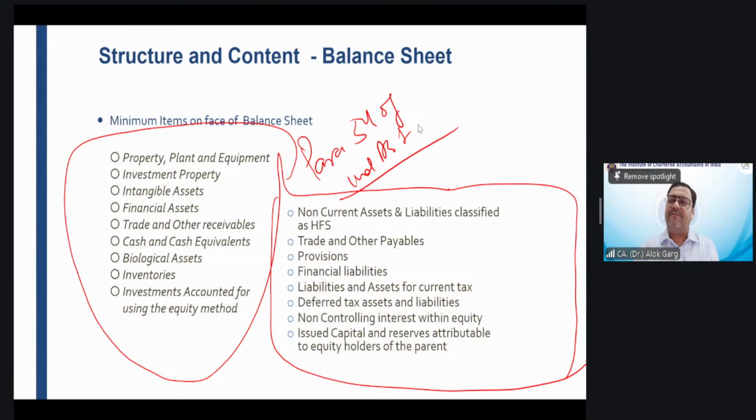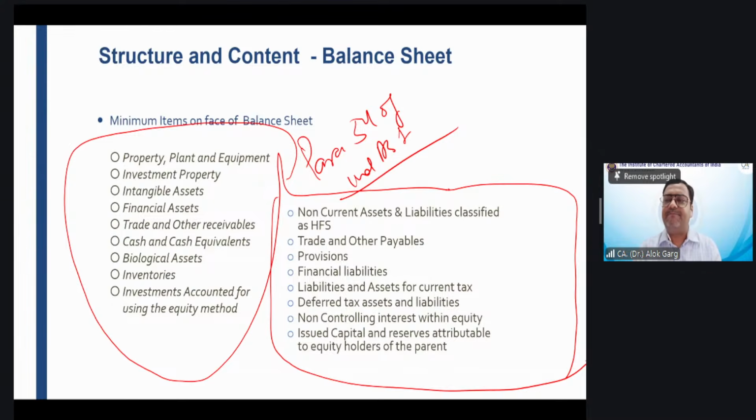It means, sir, in Ind AS, if we prepare Ind AS financial statements or audit Ind AS financial statements, we have to refer dual guidance. Number one, we have to refer Division 2 to Schedule 3, and we have to refer Ind AS 1 also. Of course, we need to refer Schedule 3.